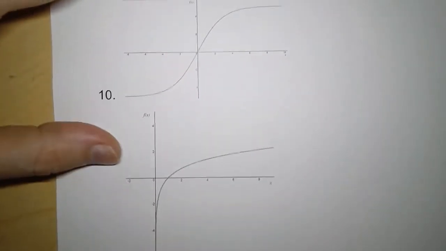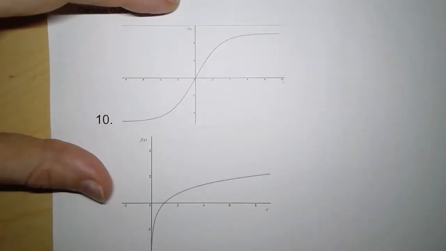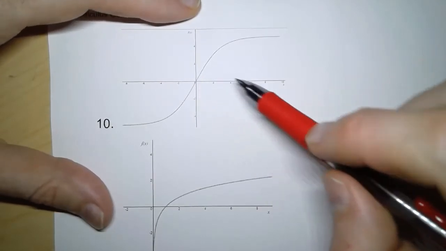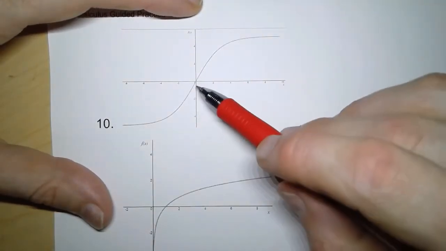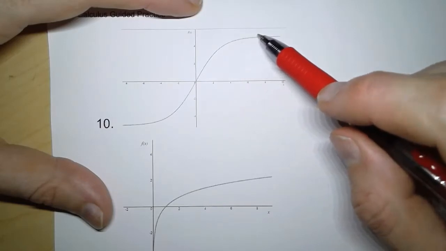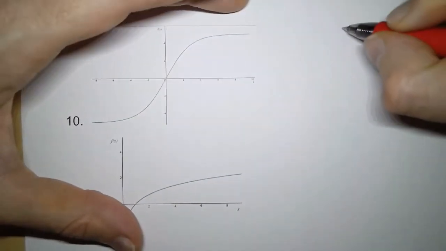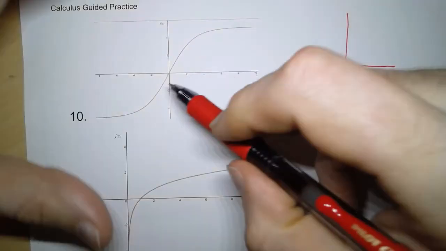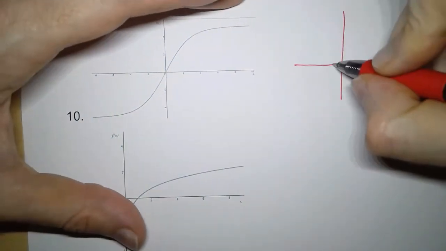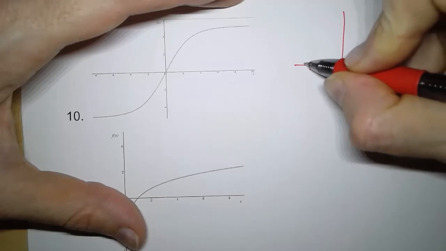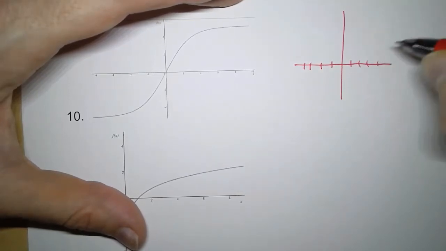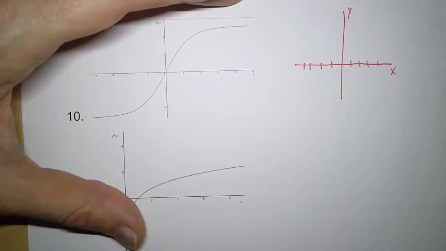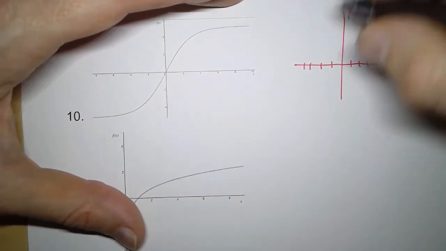So for number 10, here we have one spot right here where the slope will be 0. And then from here onward to the right, it's going to approach a level value of about 5. And then off to the left, it's going to approach a value of about -5. I'm going to draw this one down here.